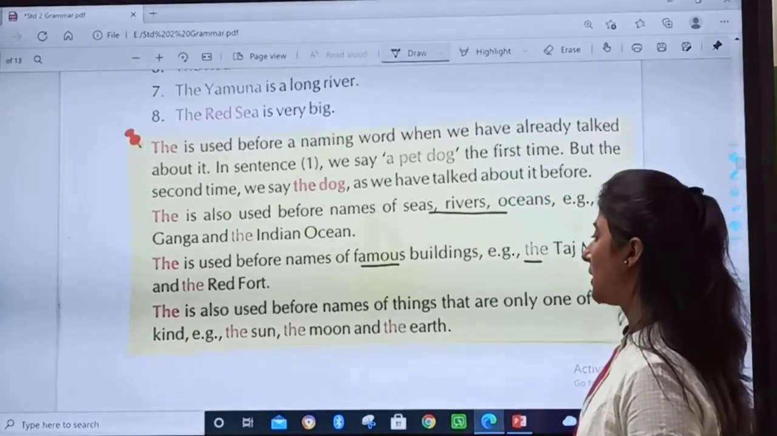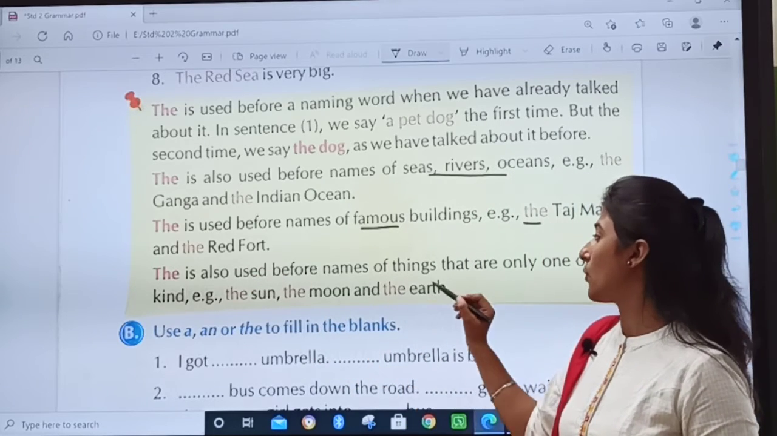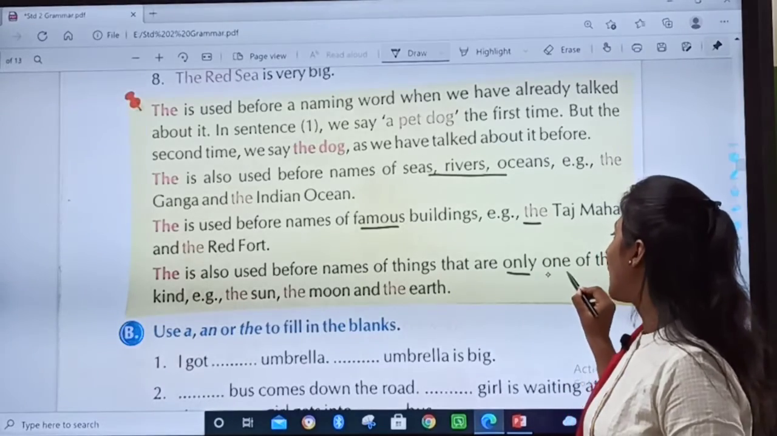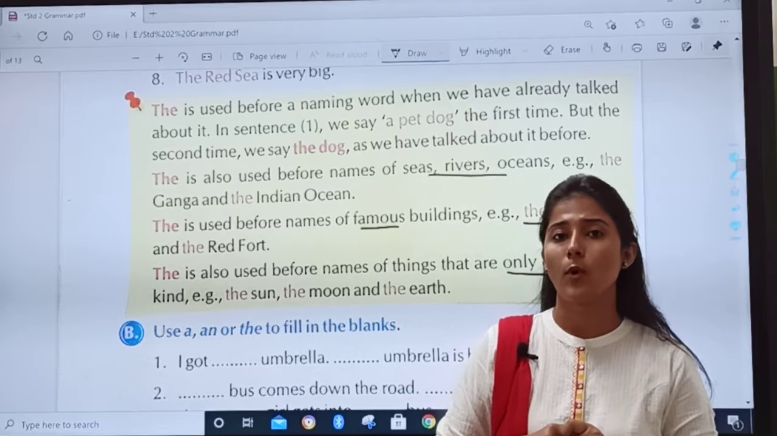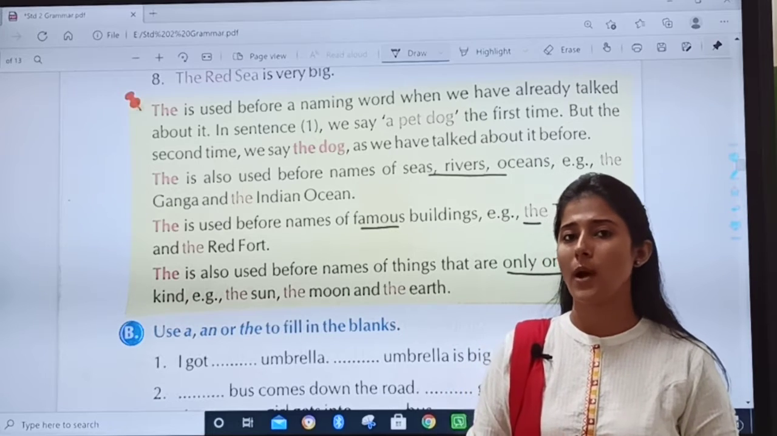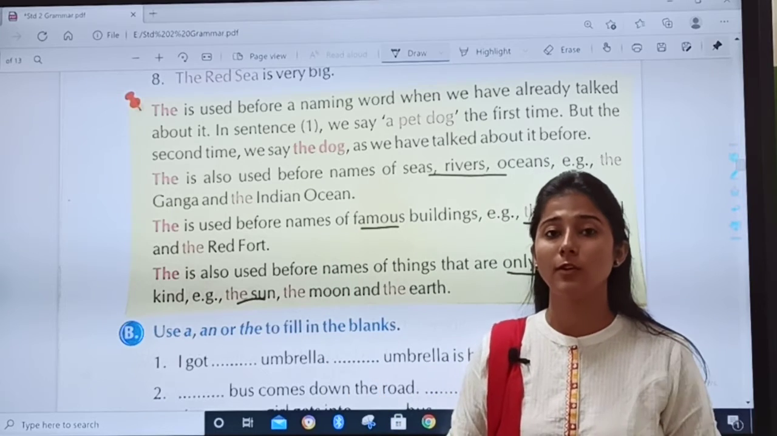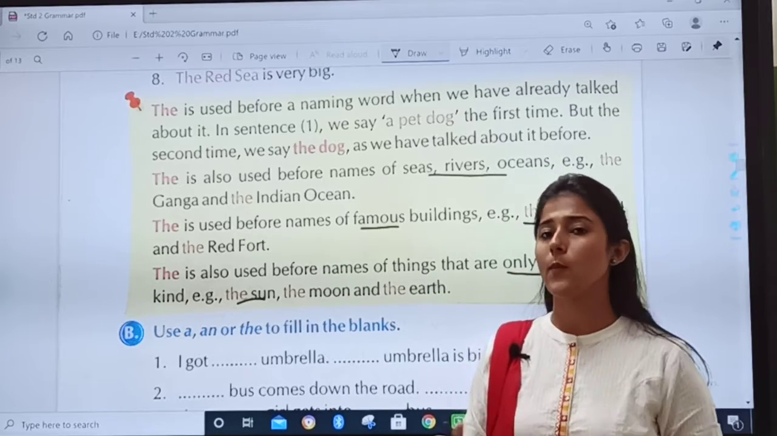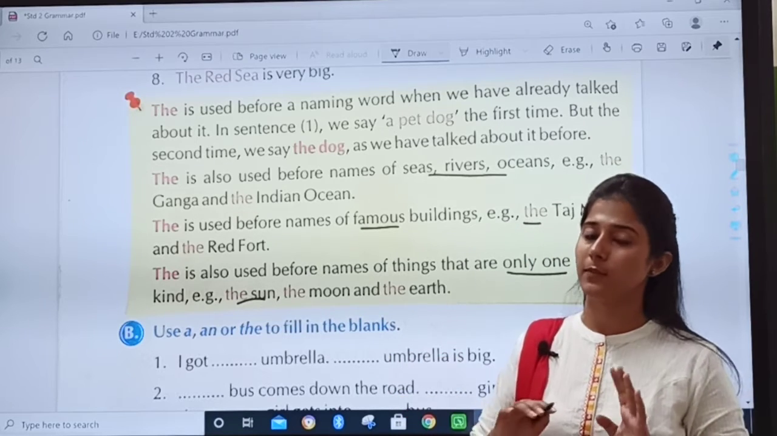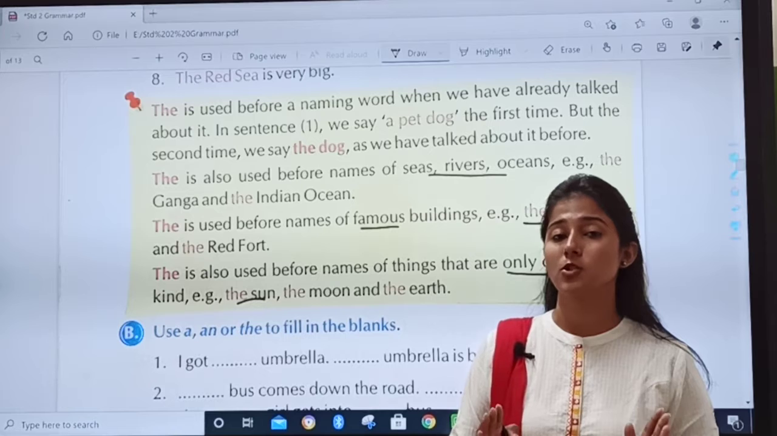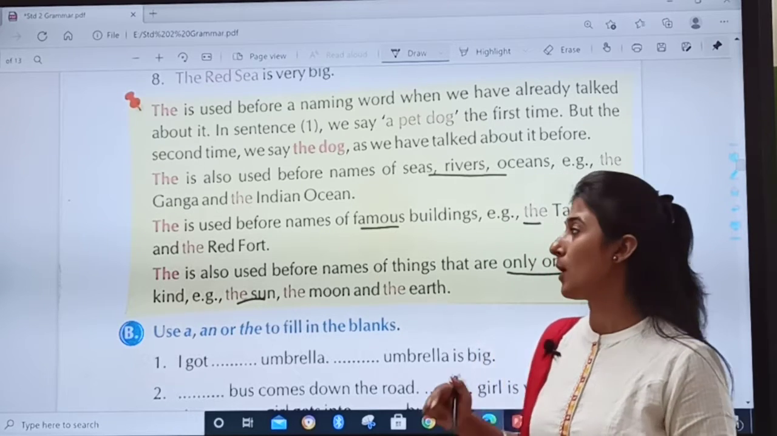And in famous buildings, one more time, the is also used before names of things that are only one in the whole world. What are those things which we have only one? The sun. Is there a different sun in every place? No, sun is only one. So the sun, the moon, the earth. Okay. So I hope you have understood when and where we should put a, an and the.